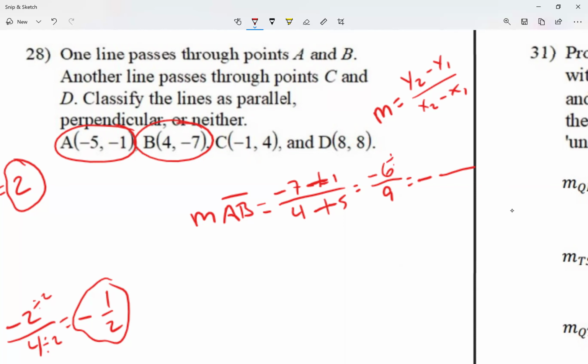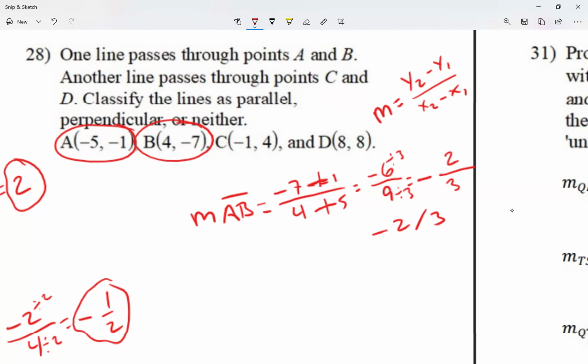6/9, I can simplify each number by dividing by 3. I'm going to simplify it, divide each by the same thing, just to make the number smaller. 6 divided by 3 is 2. 9 divided by 3 is 3. So my slope is -2/3. Remember, you will have to type it in as -2 backslash 3.